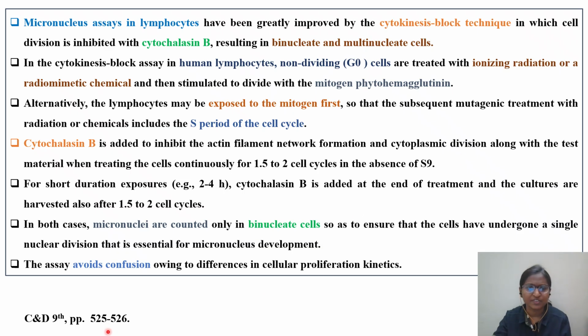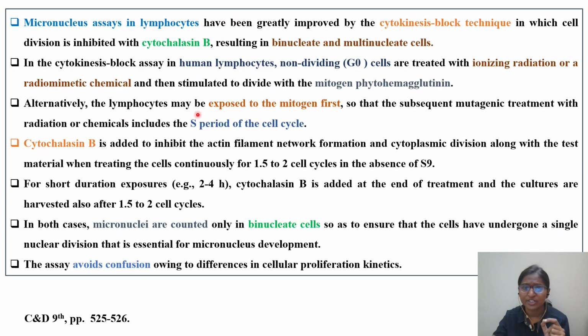Continuing on pages 525 and 526, the micronucleus assay in lymphocytes has been greatly improved by the cytokinesis block technique, in which cell division is inhibited using the chemical cytochalasin B, resulting in binucleated or multinucleated cells. In the cytokinesis block assay, human lymphocytes are non-dividing G0 cells. We have G0 phase, S phase, G1 phase like that. In particular, G0 phase cells are treated with either ionizing radiation or a radiomimetic chemical, and then stimulated to divide with the mitogen phytohemagglutinin.